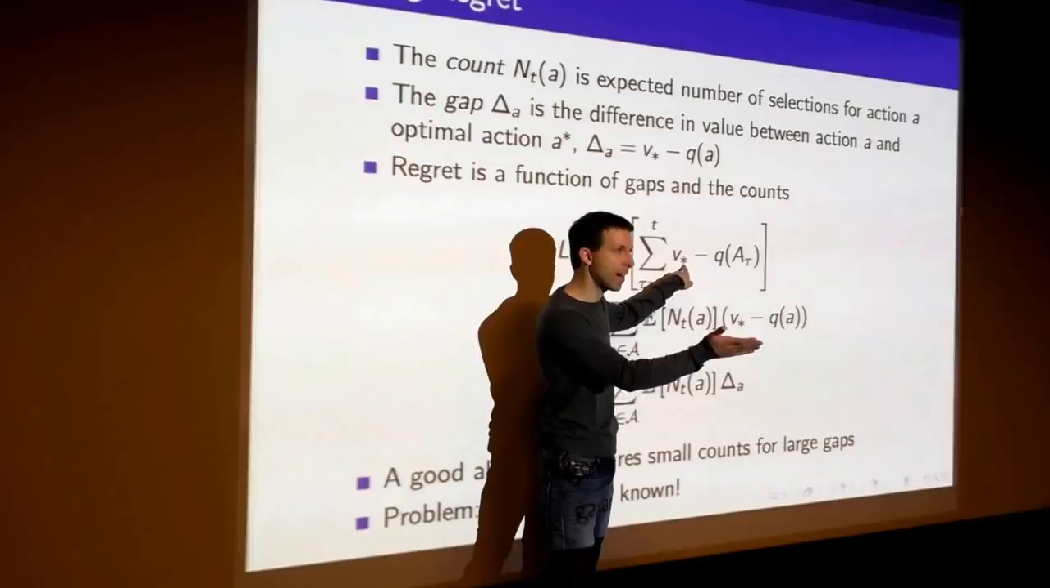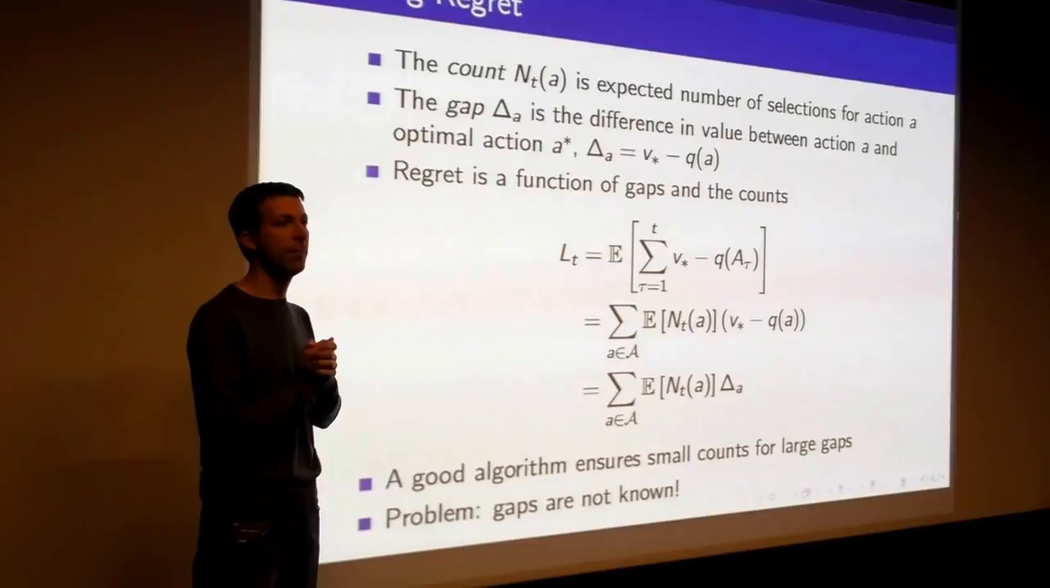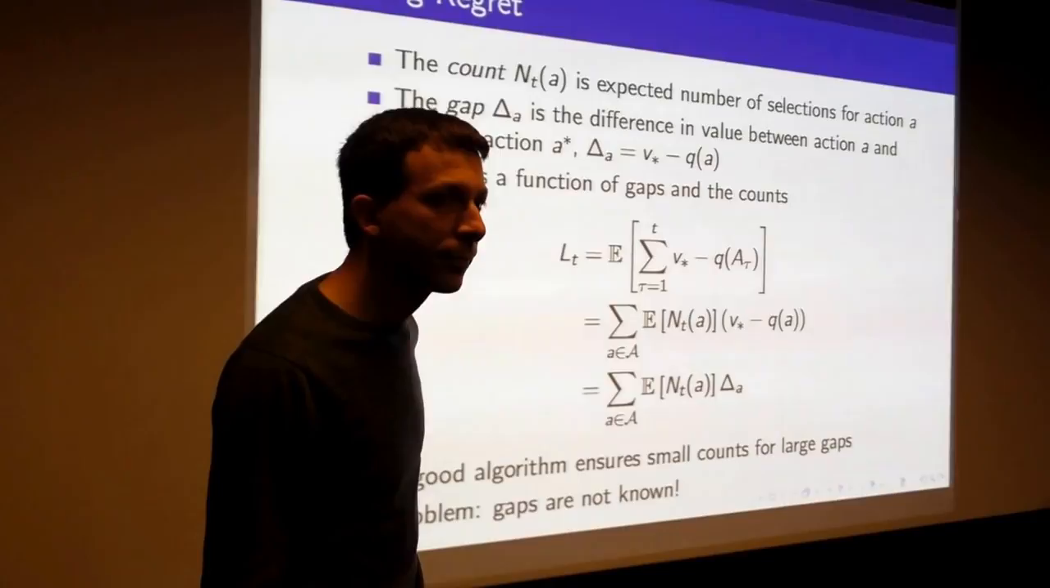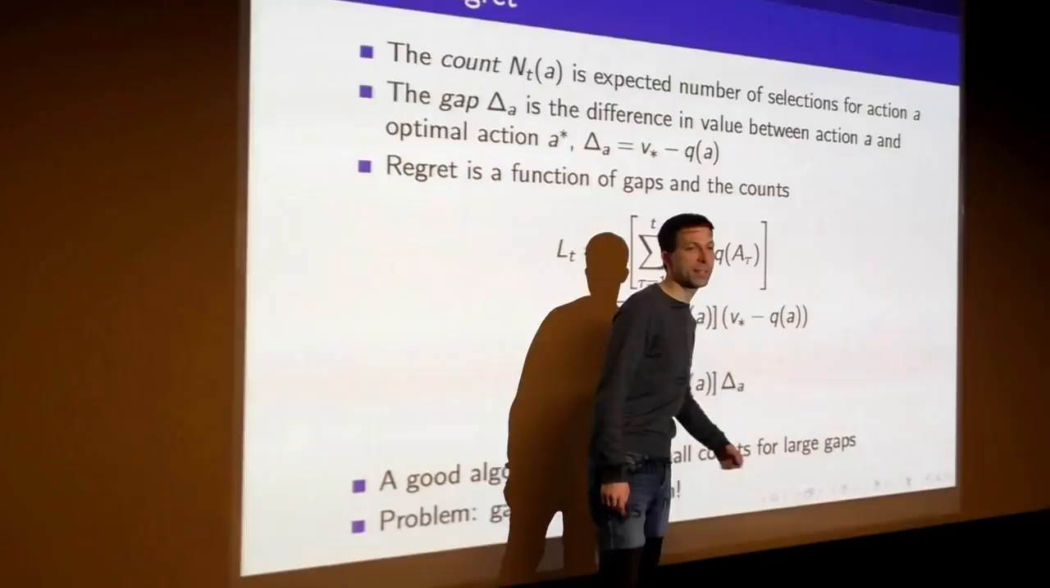Yeah, question. The gaps obviously are different for each action, but they don't change over time, is that right? This is for the stationary bandit where nothing changes over time. Yeah, there are extensions to this where it can change over time. So do we take expectation over the number of times we choose this action, or should we also take the expectation over the Q as Q evolves? So Q is defined as the expected reward for that action. That's the definition of Q. So there's already an expectation in there. Okay.